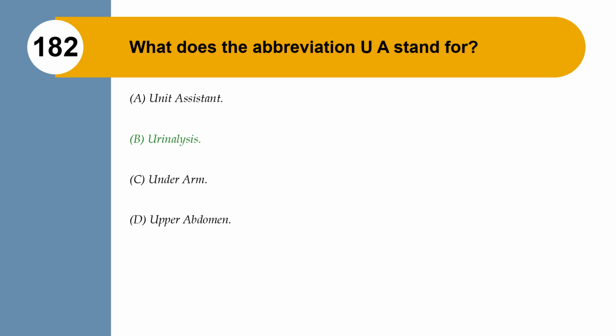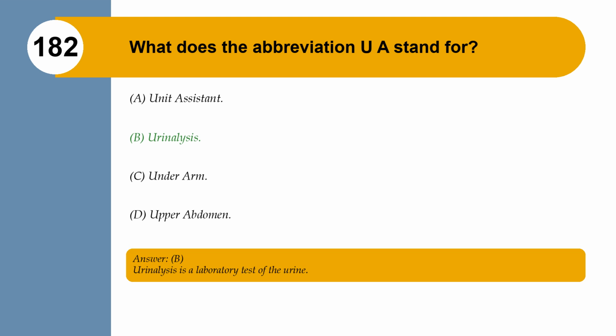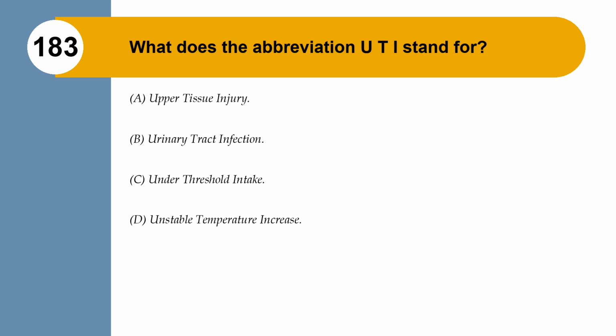The correct answer is option B, urinalysis. Explanation. Urinalysis is a laboratory test of the urine. Question 183. What does the abbreviation UTI stand for? Option A, upper tissue injury. Option B, urinary tract infection. Option C, under threshold intake. Option D, unstable temperature increase.